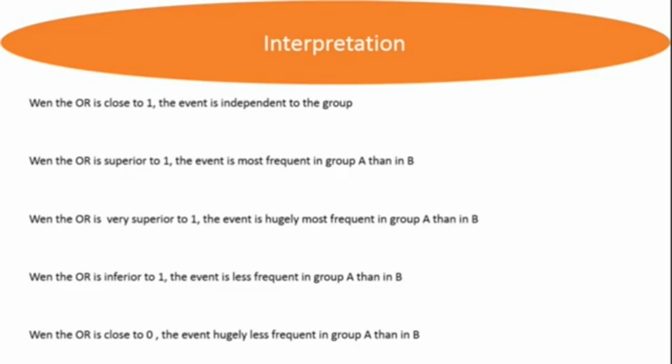We also have a case where the odds ratio is inferior to 1. We can say that the event is less frequent in group A than in group B. That means that when you are in group B, you tend not to develop a disease. And the last case is when the odds ratio is close to 0. That means that the event is hugely less frequent in group A than in group B.